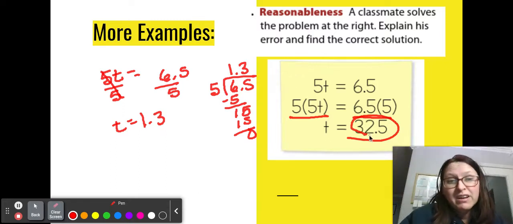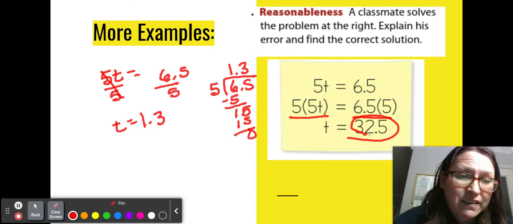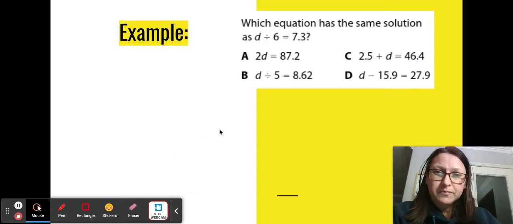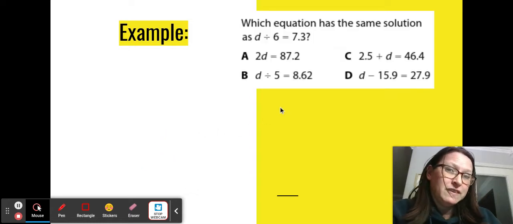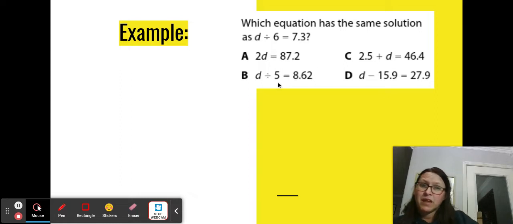And if you think about it, if I did 5 times 30, that does not equal anything near 6. So that would not work. Let's look at another problem. Right here, which equation has the same solution as d divided by 6 equals 7.3?